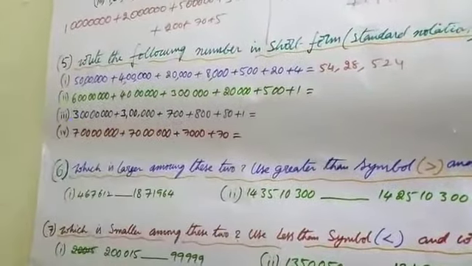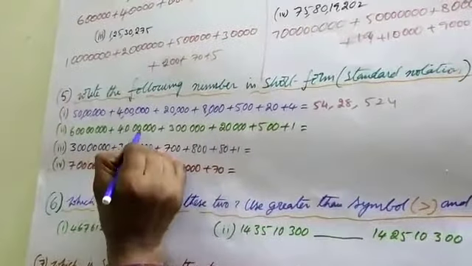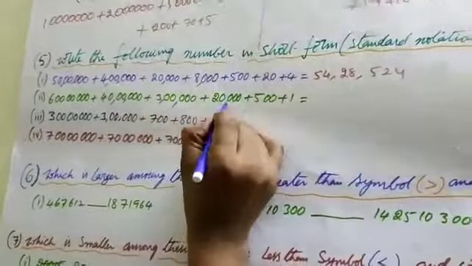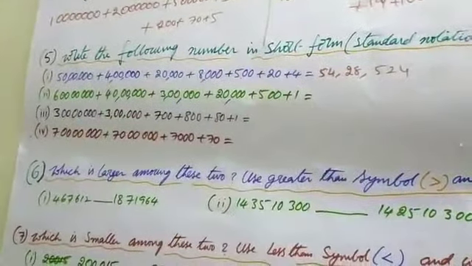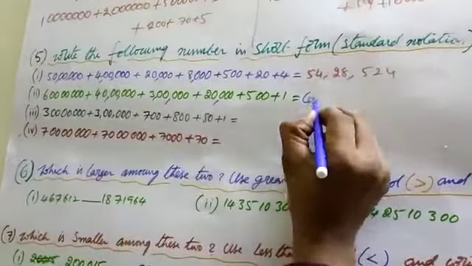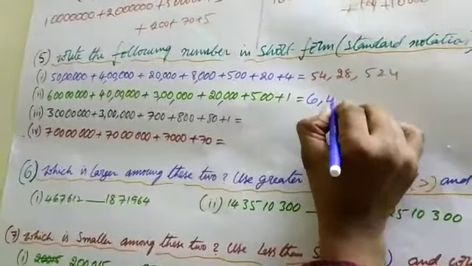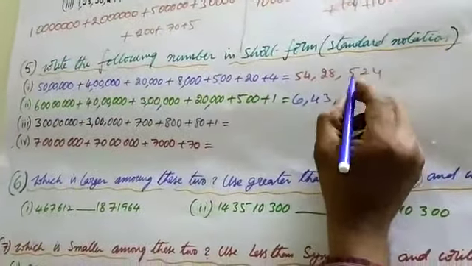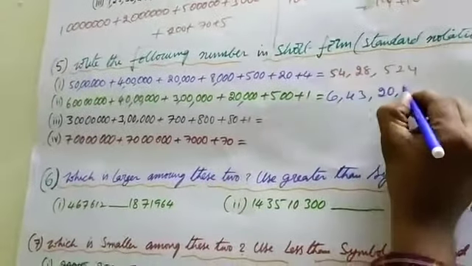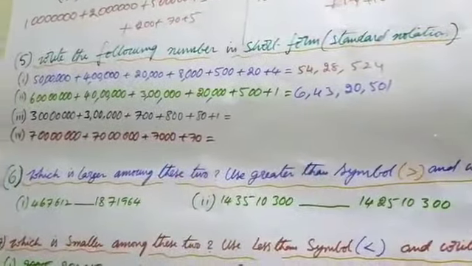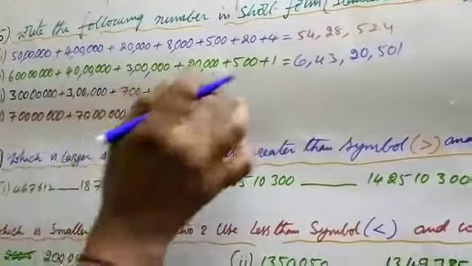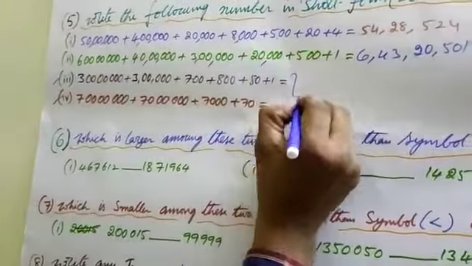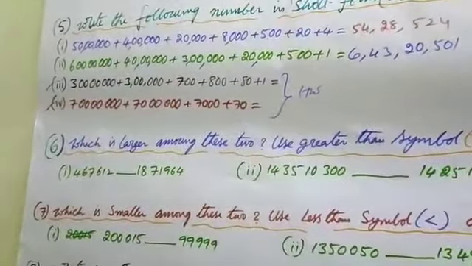Second: 6 crores, 40 lakhs, 3 lakhs, 20,000, 501. Like 6 crores 43 lakhs, 20,000, 501. See, the remaining 3 and 4 are homework. I think you can do it.